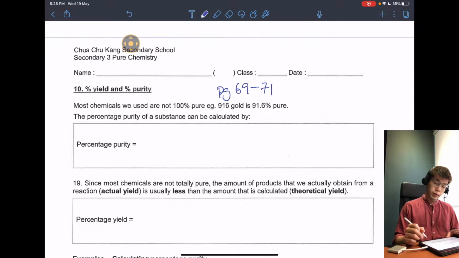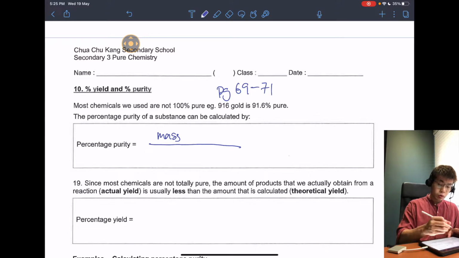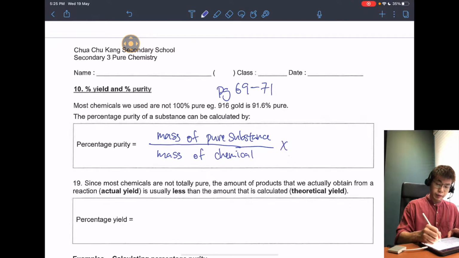So first one, what's the difference between percentage purity and percentage yield? So percentage purity is actually the mass, or the number of moles, of pure substance over the mass or mole of the entire chemical, times 100%. Now, let's use the example 916 gold.